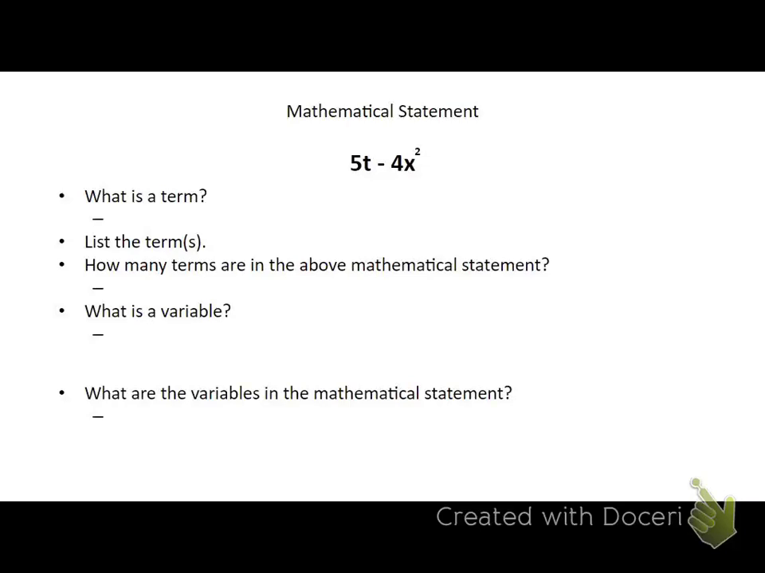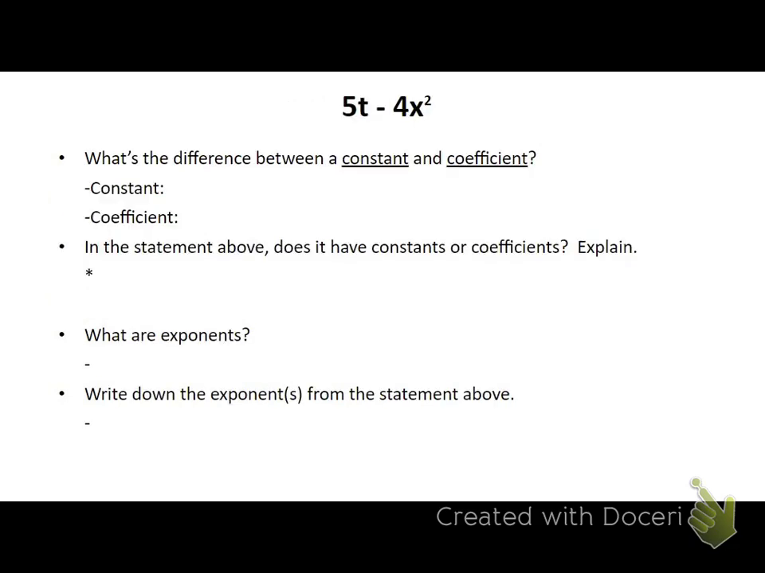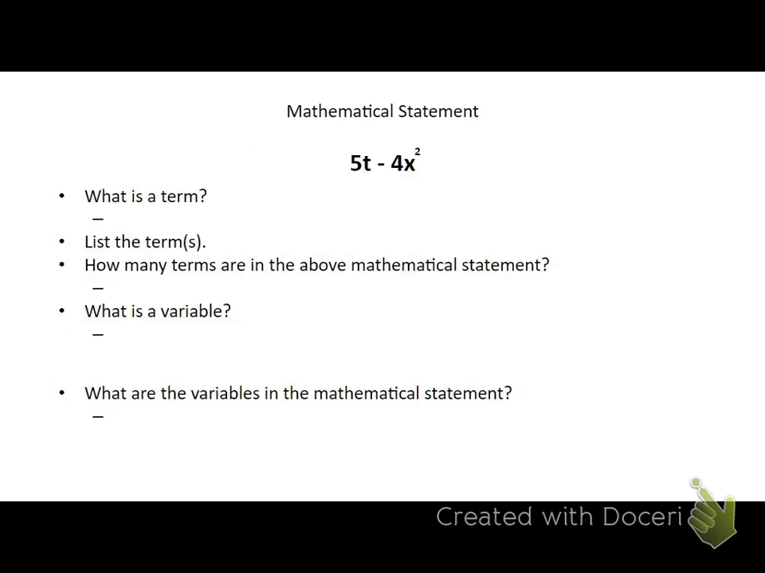Okay, so yesterday we were able to finish part of our notes, but we left off on what is a variable. So looking at this mathematics statement, 5t minus 4x squared, you first have to tell me what a variable is. So who can define what a variable is? Lucas: An unknown number. So a variable is an unknown number.